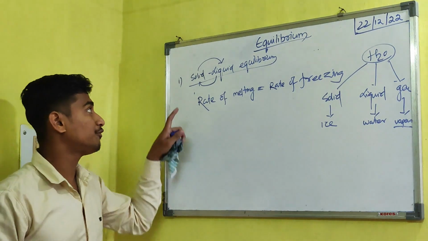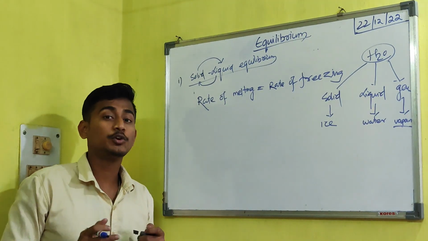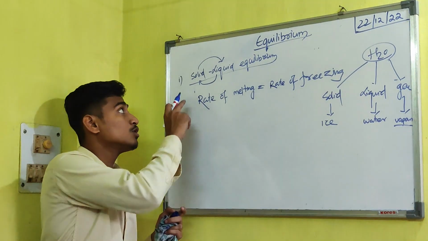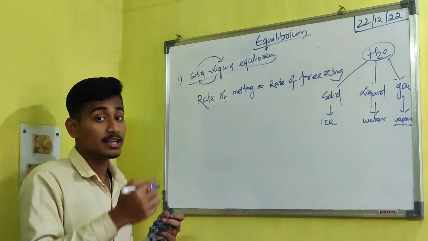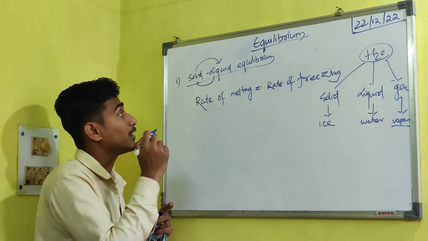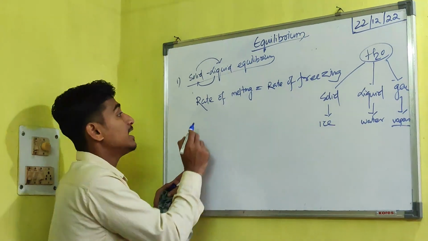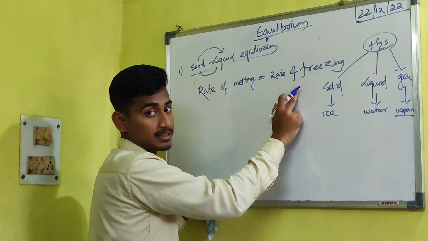For example, if we keep water at 0 degrees Celsius, it converts to solid, meaning ice form. Then if we keep the ice at room temperature, it automatically converts to liquid form. That means the rate of melting is equal to the rate of freezing.